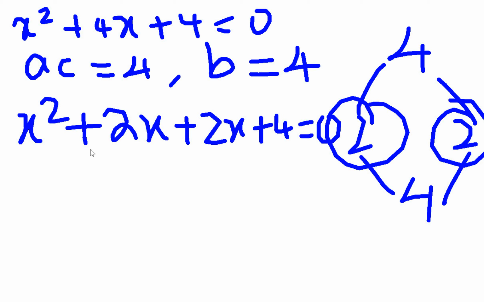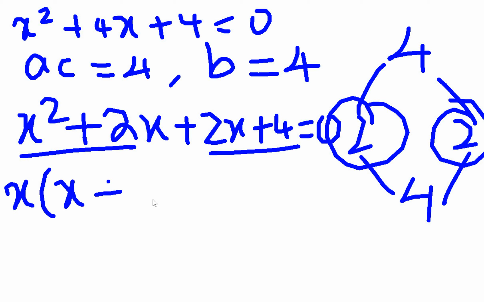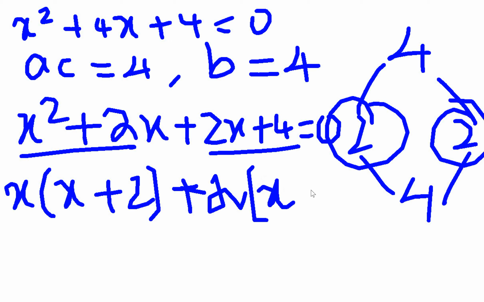Alright. So from the first two terms, I can take something in common, and from the next two terms, I can take something in common. From the first two terms, I take x in common. I will have x plus 2. And from the next two terms, I can take something in common. Here it is not 1, because there is something in common which is nothing but 2, because 2 times 2 is 4. So if I take 2 in common, I will have x plus 2 inside the bracket.